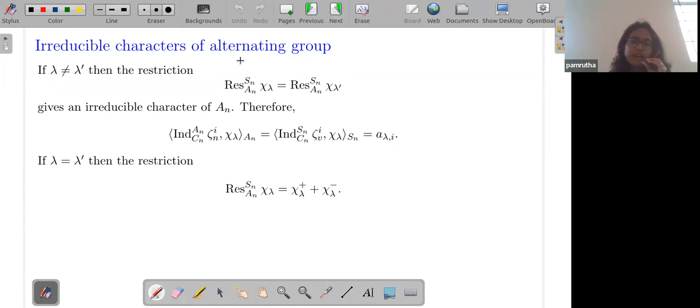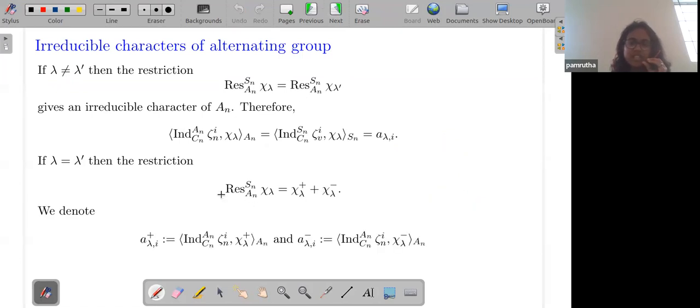Now, what happens if lambda is self-conjugate, that is, lambda equal to lambda prime? Then when we restrict chi lambda to An, it splits into a direct sum of two irreducible representations, or two irreducible characters, of the alternating group, which I denote as chi lambda plus and chi lambda minus. So here we will have two different multiplicities, which I denote as a lambda I plus and a lambda I minus, for chi lambda plus and chi lambda minus.